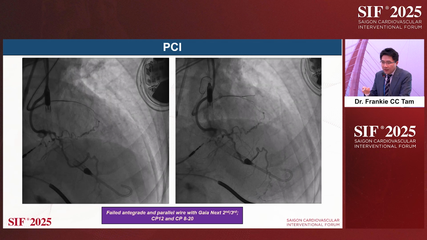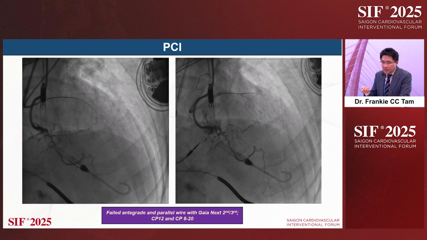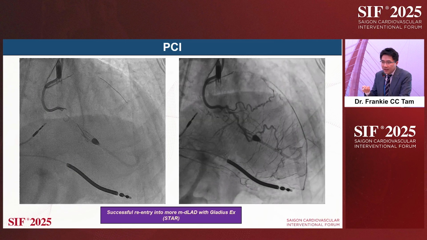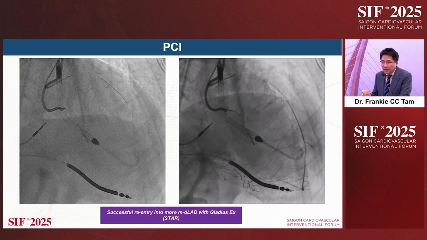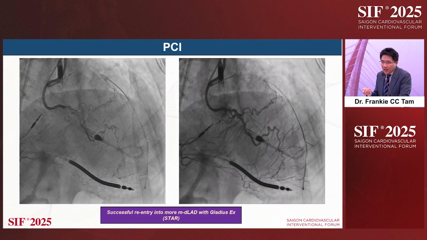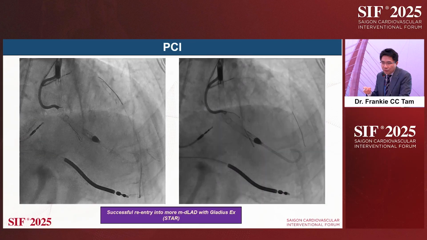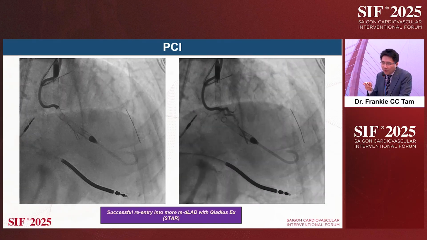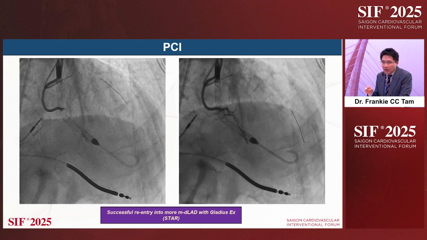But luckily, with some luck, we have another wire. So we had a wire re-entry with a Gladius EX. The Gladius EX luckily goes into the mid LAD CTO, and enters the true lumen, right? Although this is not a perfect CTO crossing, we think this should be okay because the septal branch is collateralized. So we decided to accept this CTO crossing.